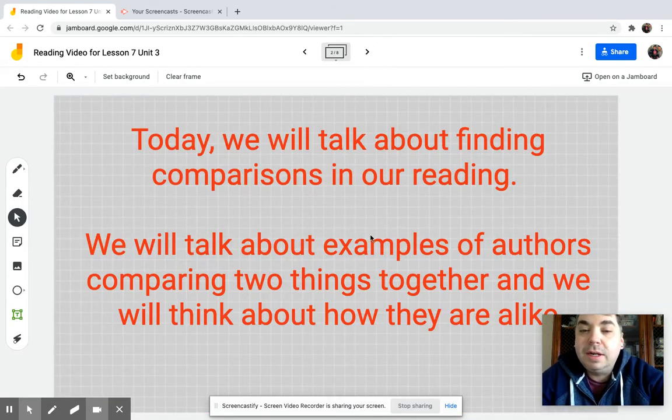So, like I said, today we'll talk about finding comparisons in our reading. We'll talk about examples of authors comparing two things together, and we'll think about how those things are alike. So let's see some examples of doing that.